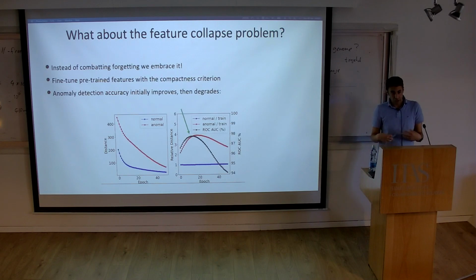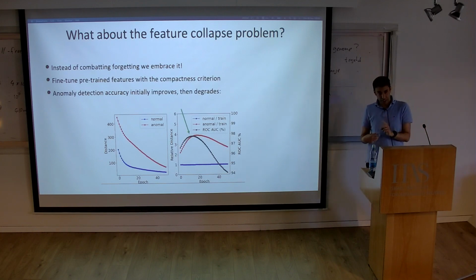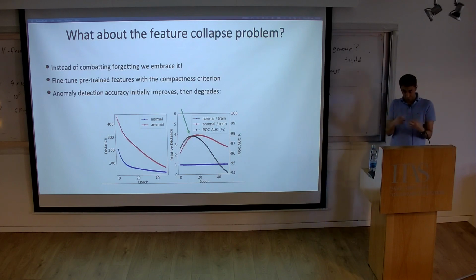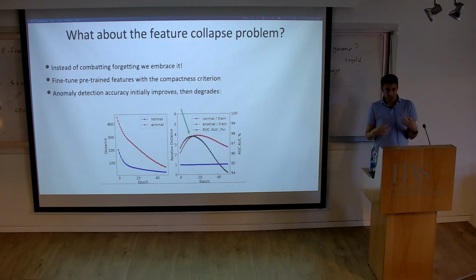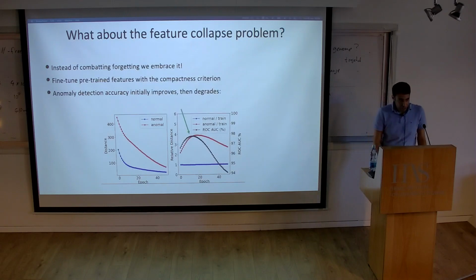And so what we find is that the collapse indeed happens, but we shouldn't be too afraid of it, because normal data initially collapse to the center faster than anomalous data. And so this fine-tuning indeed improves our discriminative ability. However, we can see that as training progresses, this trend reverses. And at this point, anomalous data gets closer to the center at a faster rate than normal data. So we become less discriminative.